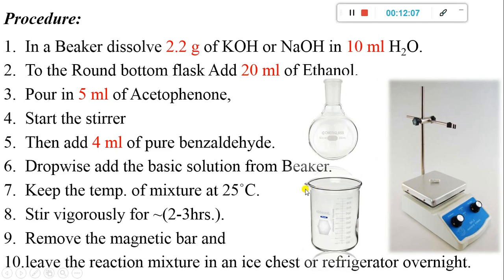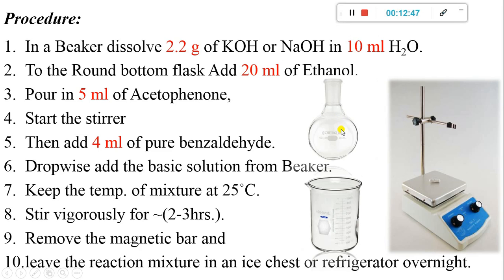With stirring, add this solution drop-wise, drop by drop from the beaker, and keep the reaction temperature below 25 Celsius. Continue stirring for about 2 to 3 hours. Then remove the magnetic bar from the round bottom flask and leave the reaction mixture in an ice bath or refrigerator overnight. So this is part 1 for week 1.